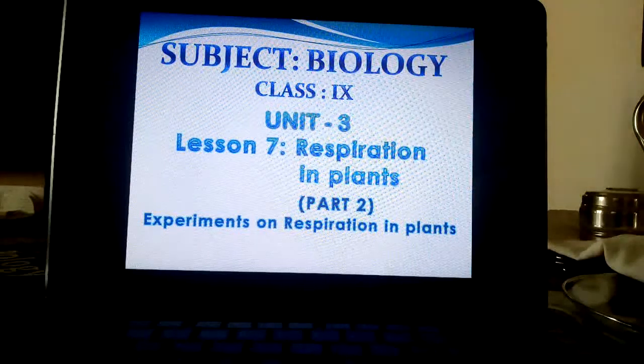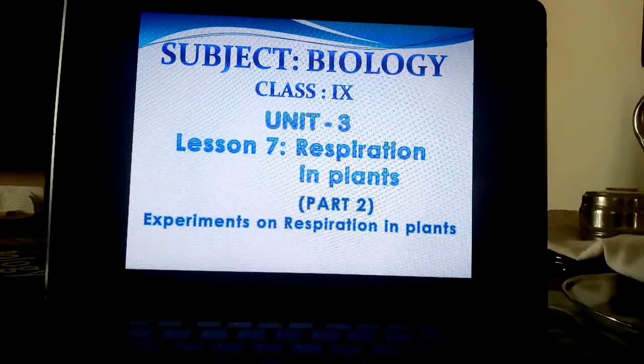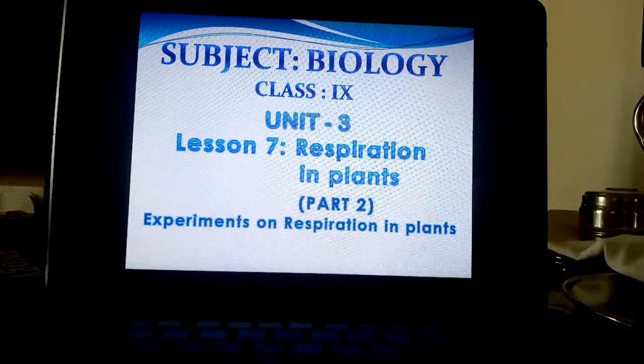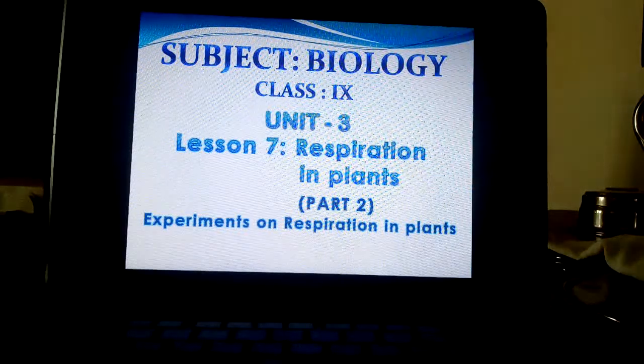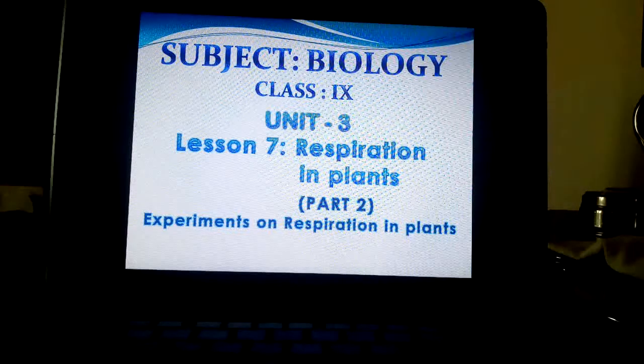Children, I think you studied part 1 in biology, class 9, unit 3, lesson 7, respiration in plants, thoroughly, where you have learnt about metabolism, anabolism, catabolism, aerobic and anaerobic respiration, respiration and combustion differences, lots of things, photosynthesis and respiration differences, respiration in plants and respiration in animals. Like that, you have learned various things.